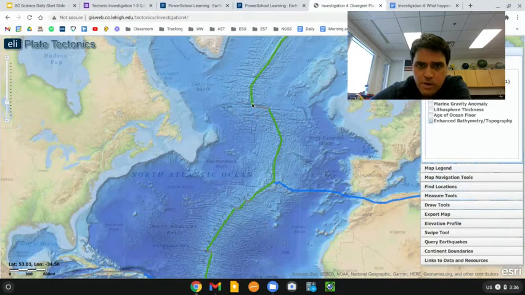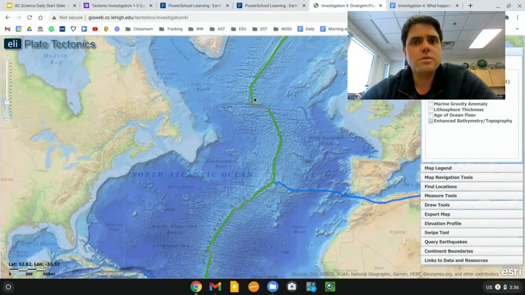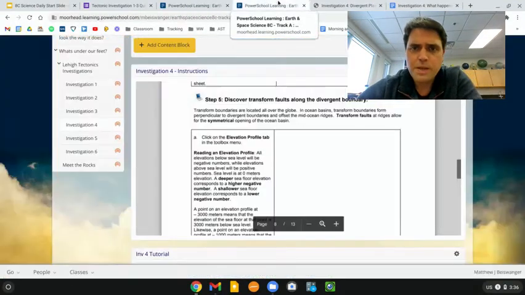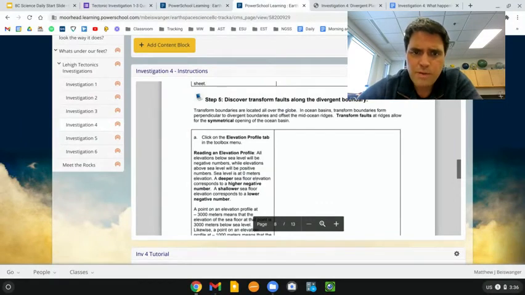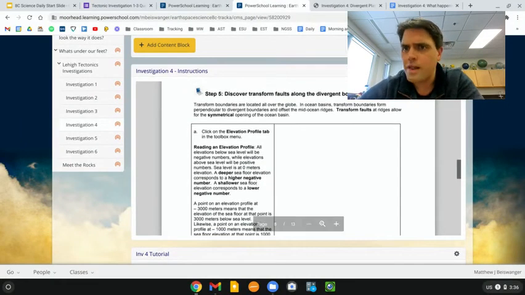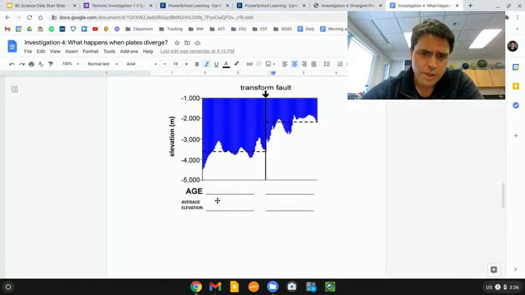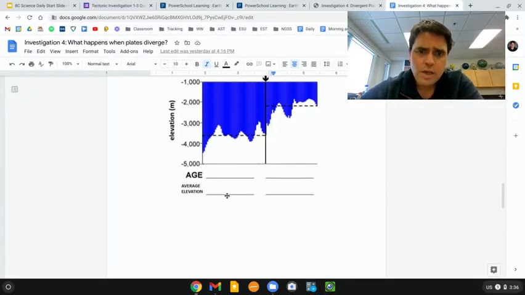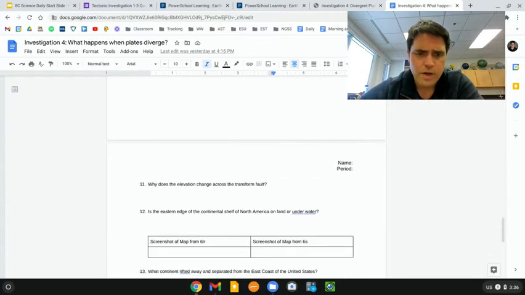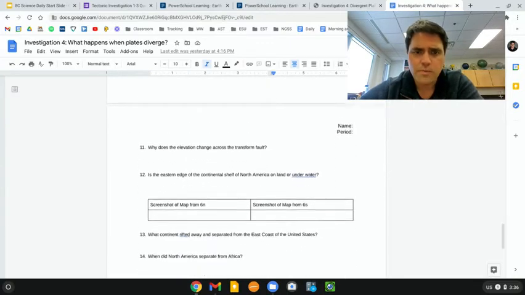There's a big one up here. It pushes it to the side. So pay attention to those, and that's what step 5 is all about, looking at how that elevation profile changes. And that's what they've drawn in here. So again, look at the age, look at how that changes. Just follow the directions for those. But that's what they're looking at.